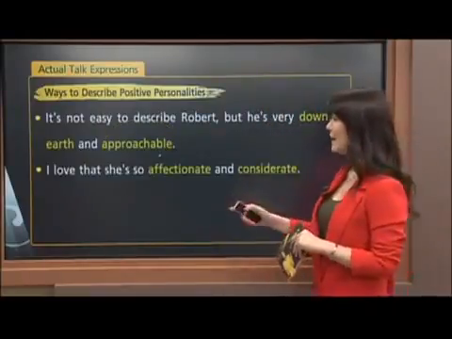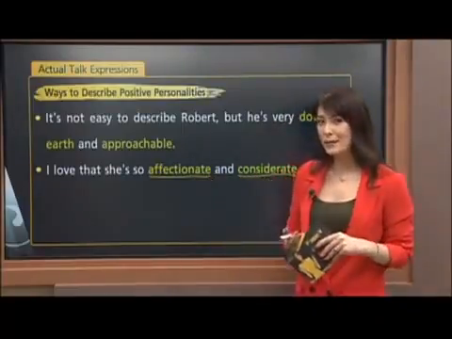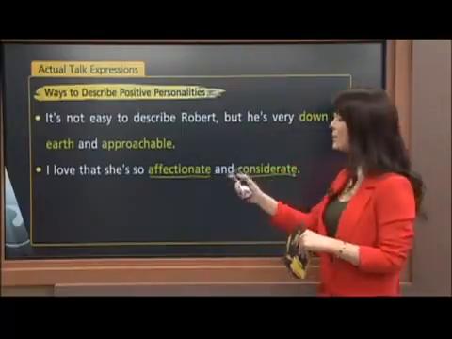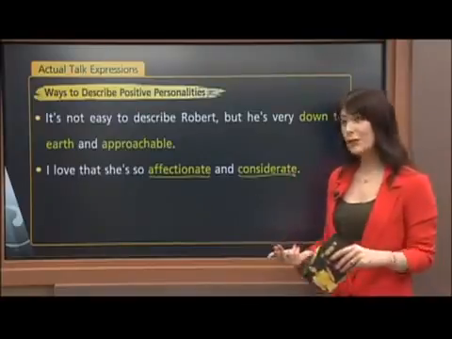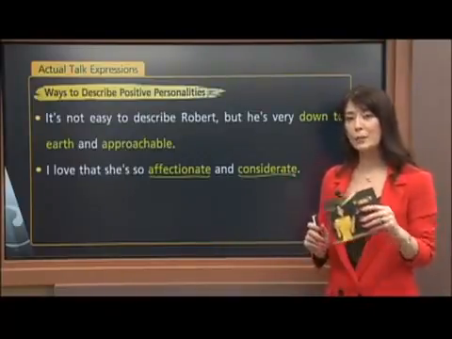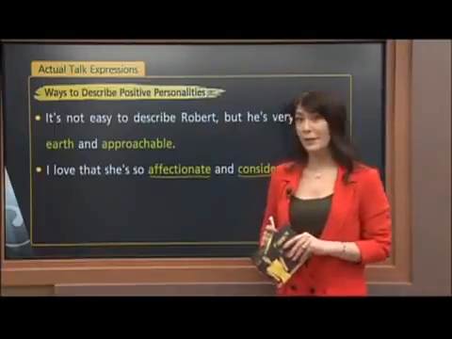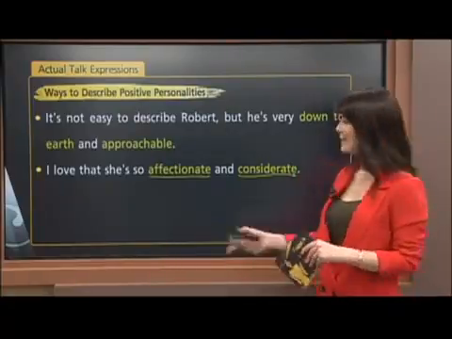Moving on to another one. I love that she's so affectionate and considerate. What is affectionate? Affectionate is like a warm attachment or kindness, love, affection, right? So a person that's full of love would be an affectionate person. And considerate is another word for thoughtful. If you are a considerate person, you think about other people's feelings and thoughts as well as yours, okay? So affectionate. I would say, for example, Koreans are very affectionate people. They're very loving, they're warm-hearted, and so they're very affectionate people.